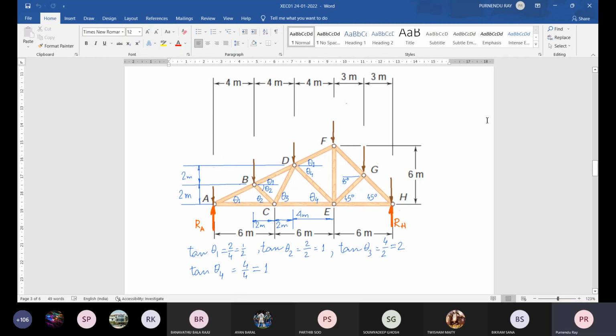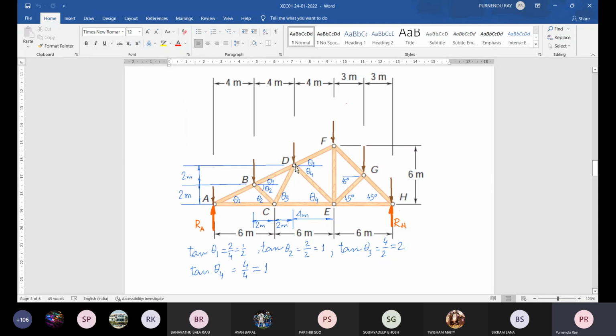Okay, now let us talk about this member DF. To find the force in the member DF, what are the steps? First, find the reactions RA and RH, then solve for joint A, then come to joint B, then joint C, then joint D, and then you get the force developed in this member DF. So joint A, joint B, joint C, joint D. So 4 joints you need to solve.